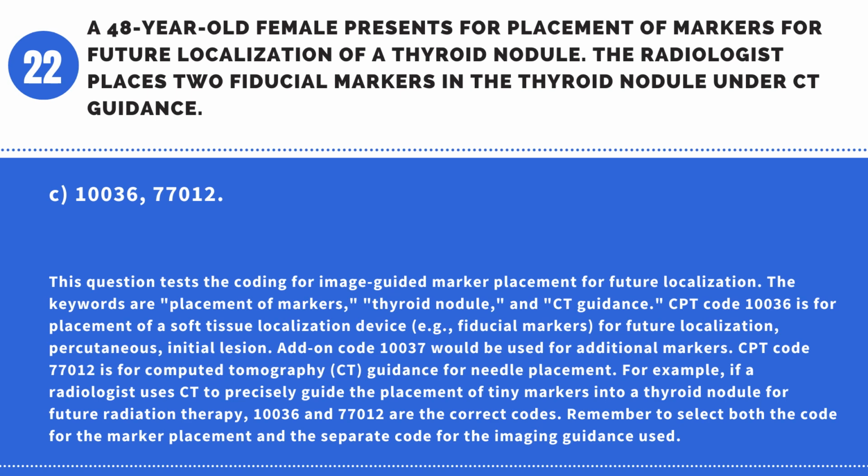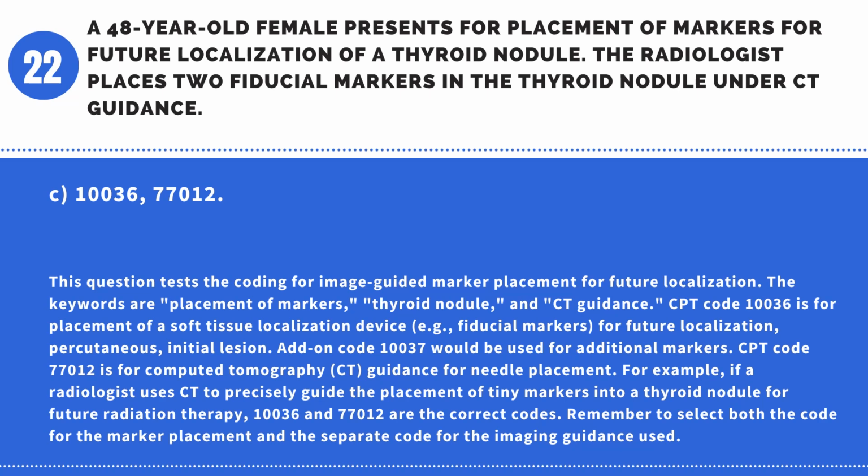10036, 77012. This question tests the coding for image-guided marker placement for future localization. The keywords are placement of markers, thyroid nodule, and CT guidance. CPT code 10036 is for placement of a soft tissue localization device, e.g., fiducial markers, for future localization, percutaneous, initial lesion. Add-on code 10037 would be used for additional markers.